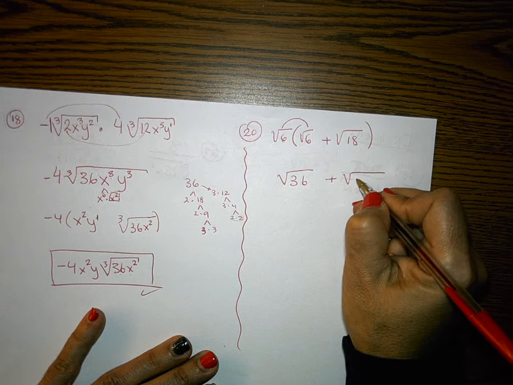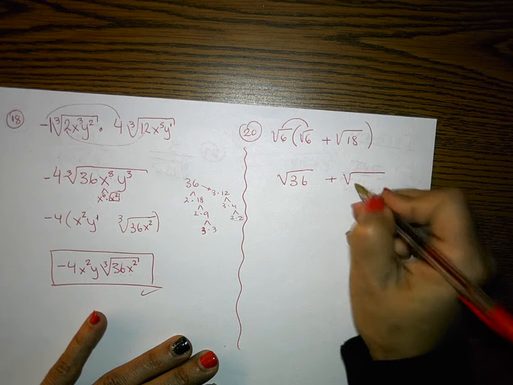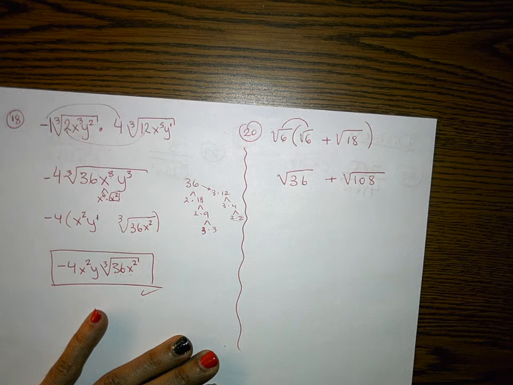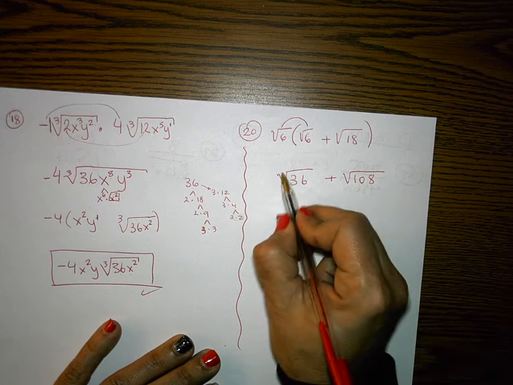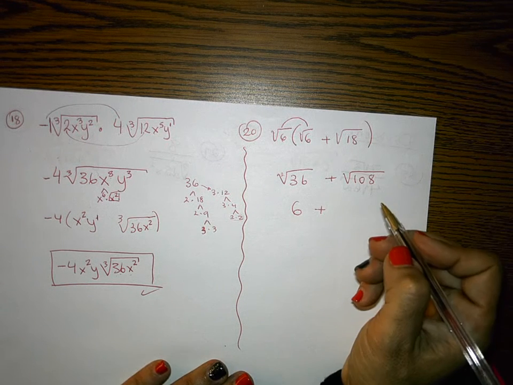Plus, and then we have the square root of 6 times the square root of 18, which is 6 times 18, that's 108, right? So we have 108 there, and now we can go ahead and see if we can simplify anything. I don't know if we can, but let's try to look for perfect squares. The square root of 36 is 6 plus, let's take a look at 108.